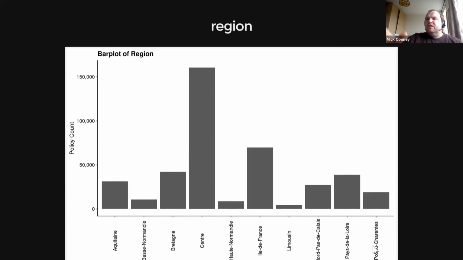We're going to look at the regions. You can see the Centre and Ile-de-France and the others. I think Centre is where Paris is, and Ile-de-France is the area around Paris. So we would expect this to match some kind of population counts or whatever.